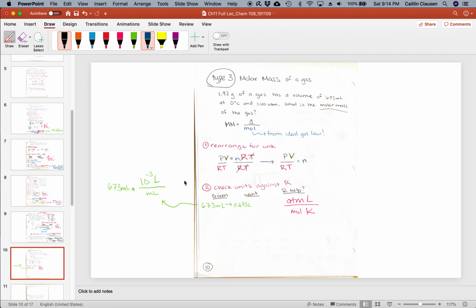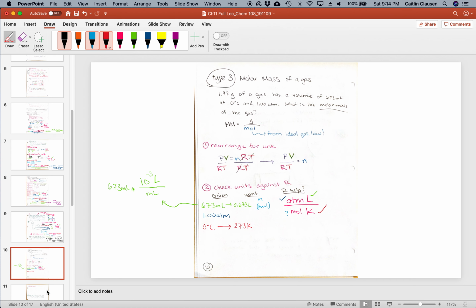We're also given pressure, so we've now converted to proper volume units. Our pressure is already in proper units. We're good to go. We don't know the moles, that's what we're looking for. And our temperature is given in Celsius. Got to convert that, add 273.15 to that, and you should get 273 K, following proper units.